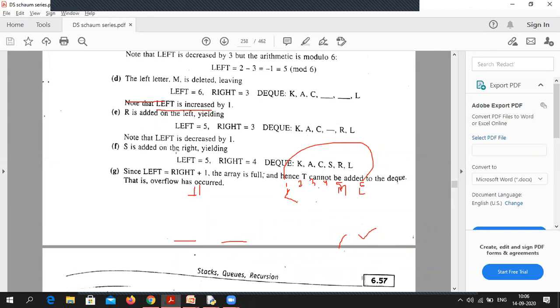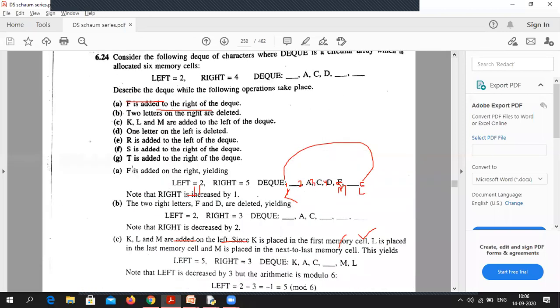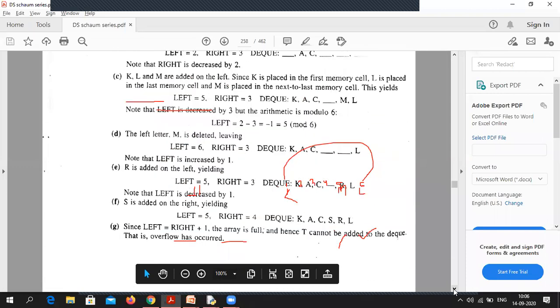Next is add S on the right side. What is right? Right is 3. If you have to add at the right side, increment that by 1. Right will become 4. So at the 4th location, you are adding S here. Okay. Now left is 5, right is 4. And the last one was T is added to the right of the DQ. You have to add T at the right.